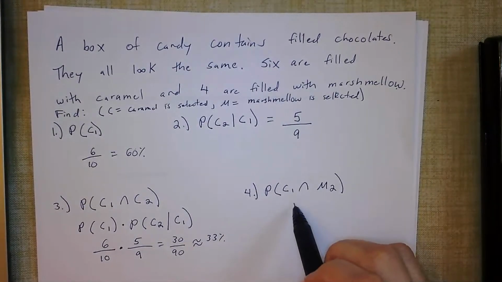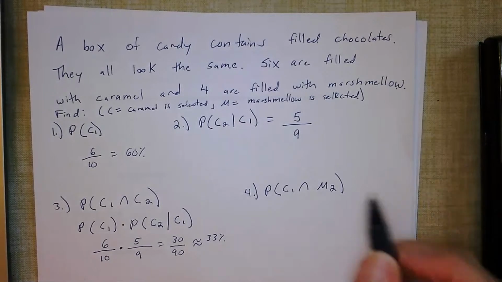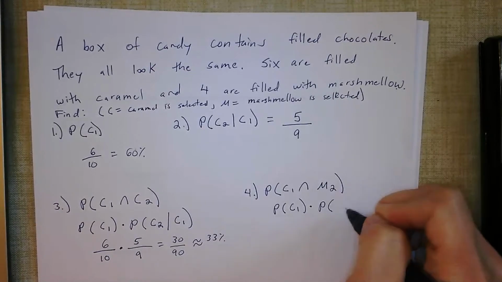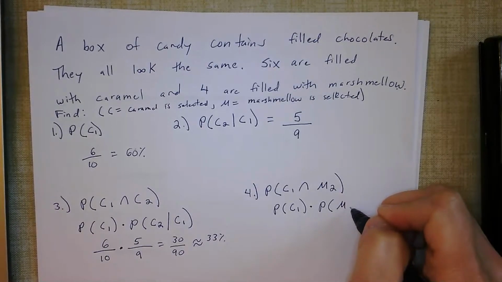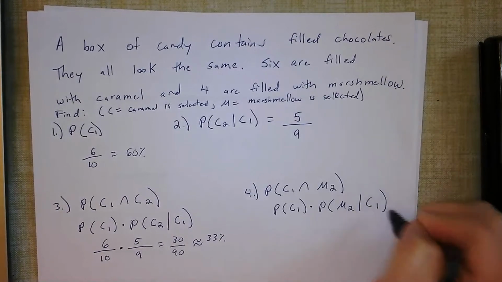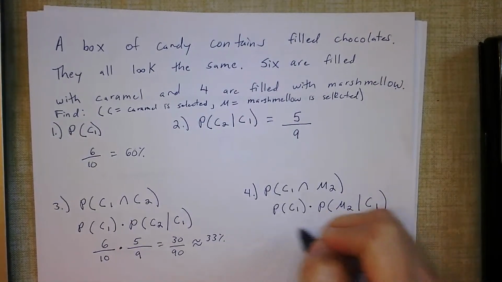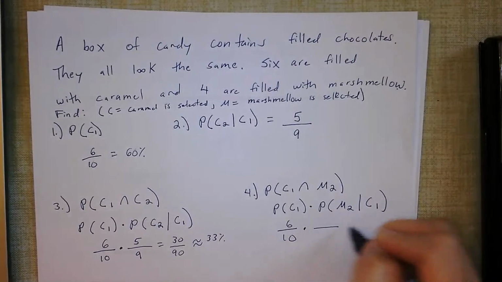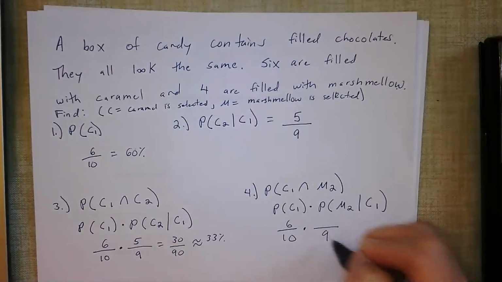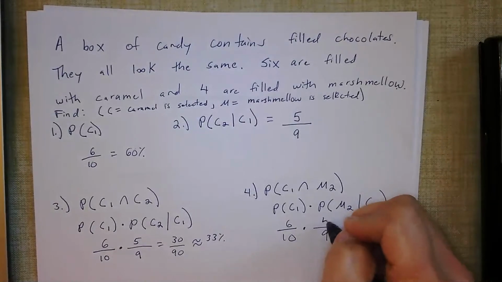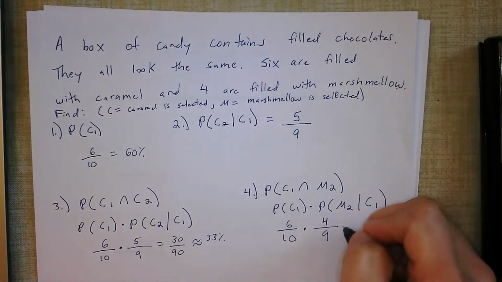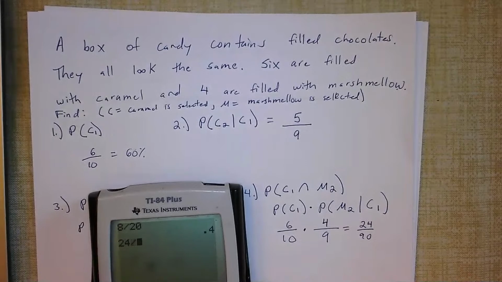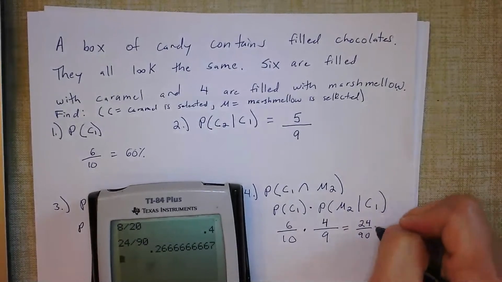Now we have the probability of caramel on the first and marshmallow on the second. So probability of caramel on the first times the probability of marshmallow on the second given caramel on the first. Probability of caramel on the first is 6 out of 10. Now, my denominator is going to change here because I've taken a piece of candy out of the box. There's only 9 left, but I still have 4 of them that are marshmallow. So that means it's going to be 24 out of 90 or 27%.